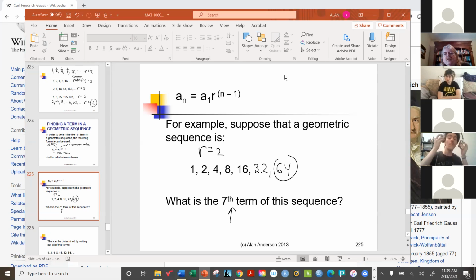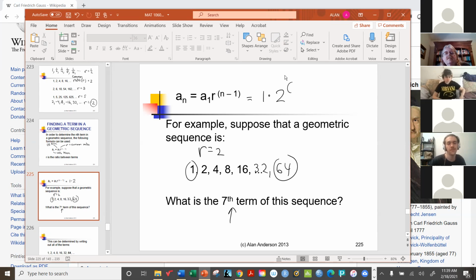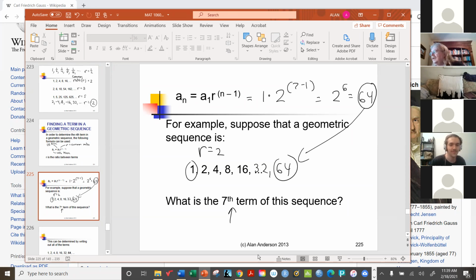64. Now, you can see by writing them out, but let's use the formula. Our A1 is 1. The common ratio is 2. We're looking for the 7th term. This reduces to 2 to the 6th, which if you go to your calculator, you'll see is in fact 64. They're the same thing. That was easy. In fact, it's surprisingly easy considering that it's a geometric sequence.